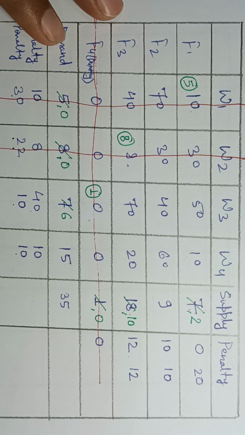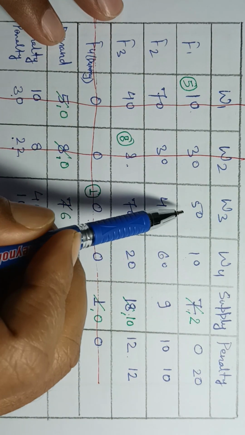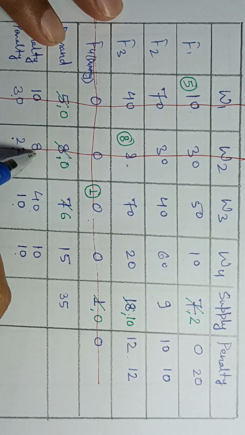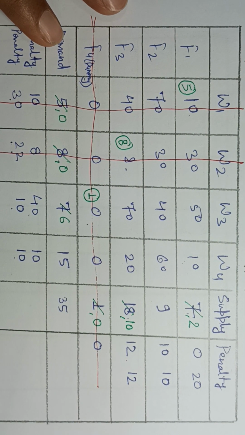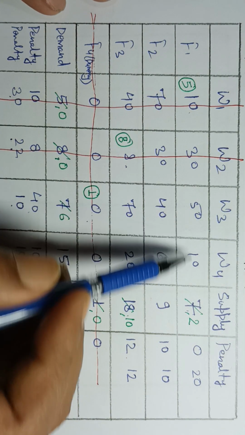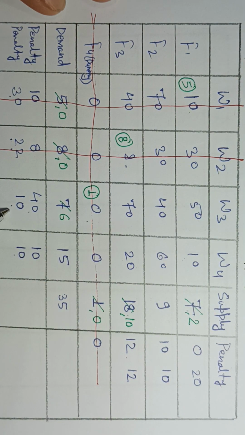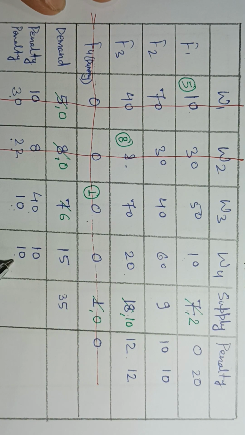Now we will check the penalty again, because one column has been struck out. We will calculate again. This will remain the same. You can check here 50 and 40, difference would be 10. Then 10 and 20, the two least costs, difference would be 10.